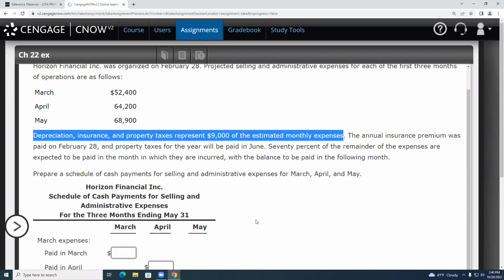And that is why it's lumped in with insurance and property tax here. Depreciation is never a cash flow. Insurance and property tax, for the sake of this exercise, definitely are cash flows. They're just not in the 3-month period that we're looking at here. Okay, so is everybody clear on that?